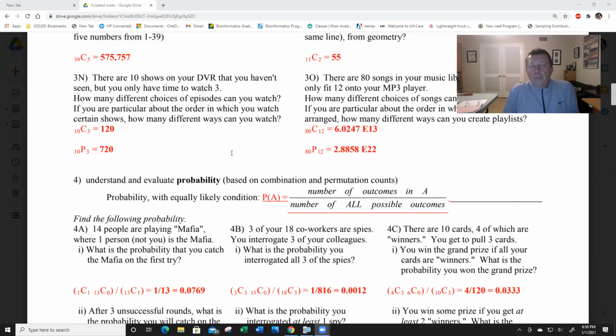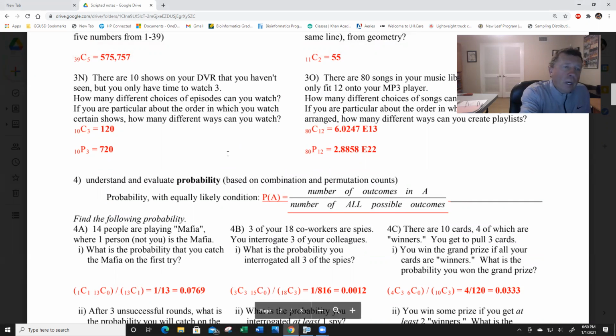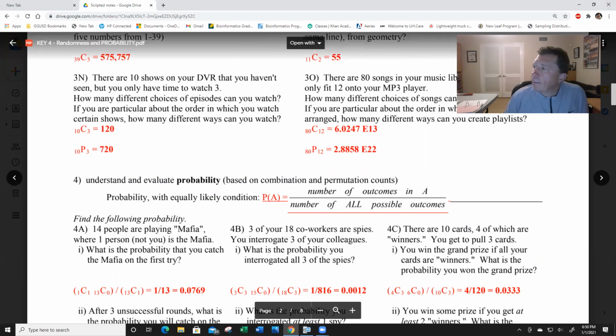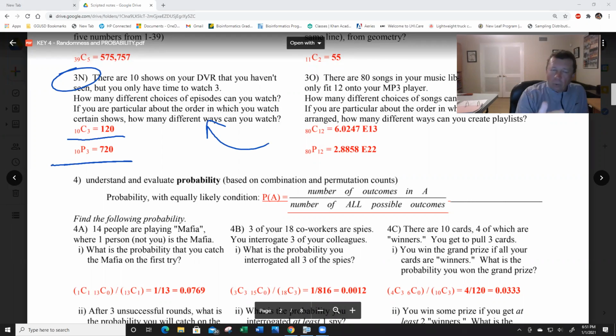Okay, there are 10 shows on your DVR you haven't seen. Let me change colors here. Go blue. There are 10 shows on your DVR that you haven't seen, but you only have time to watch 3. How many different choices of episodes can you watch? Well, you got 10, you can choose to watch 3. Now, if you are particular about the order, most things are a series now on Netflix, so there's an order to it. So that's going to be a permutation. You're trying to watch 3, so it's 10 times 9 times 8. And that's going to be that one right there.